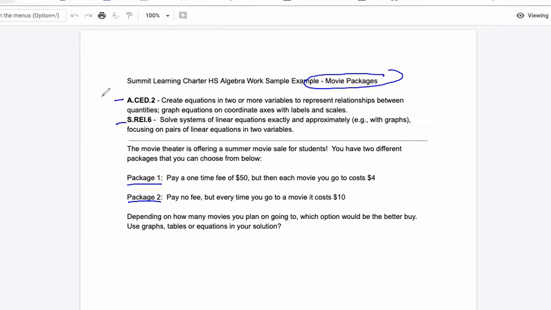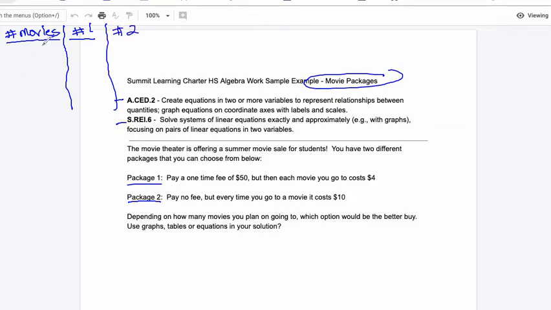Okay, so let's make a chart here on the top left. Let's say number of movies. I keep track of how many movies. And then we've got package number 1, how much it costs, and package number 2. I'm going to try and squeeze it in here, but I don't have a whole lot of room. Okay, so here we go.